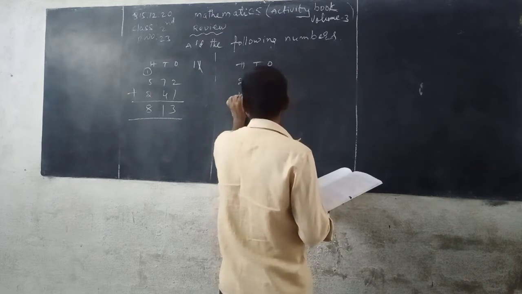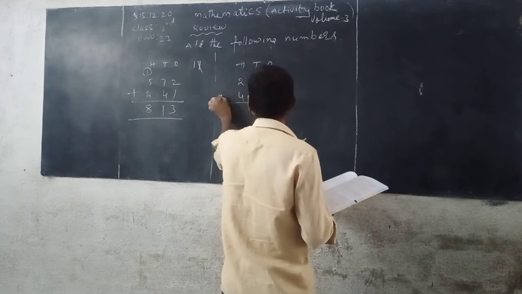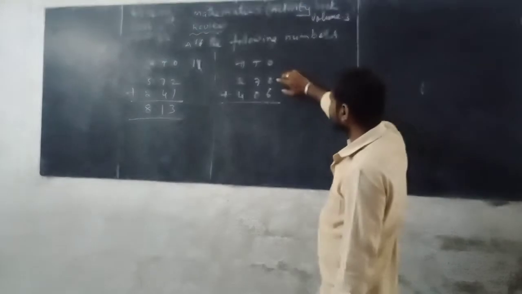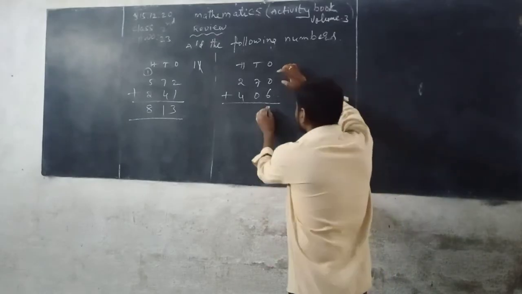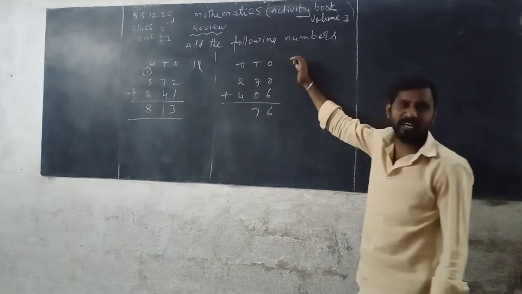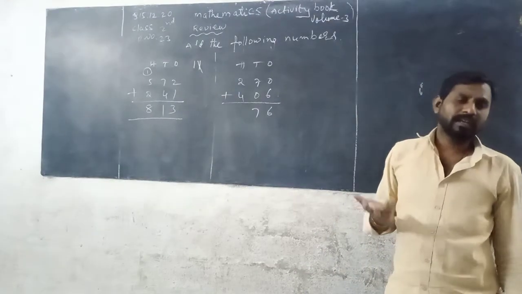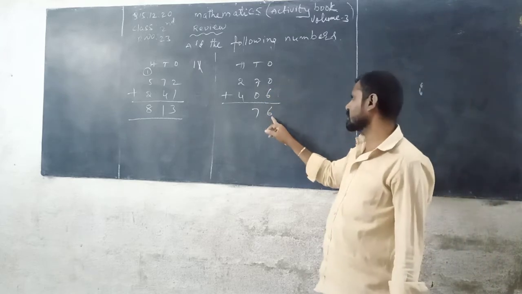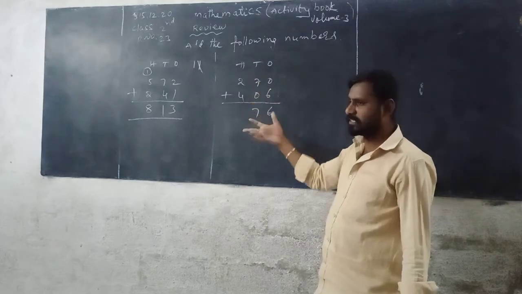270 plus 406. First we add the digits in ones place. 0 plus 6, 6. 7 plus 0, 7. When 0 is added to any number, or any number is added to 0, you get the same number.